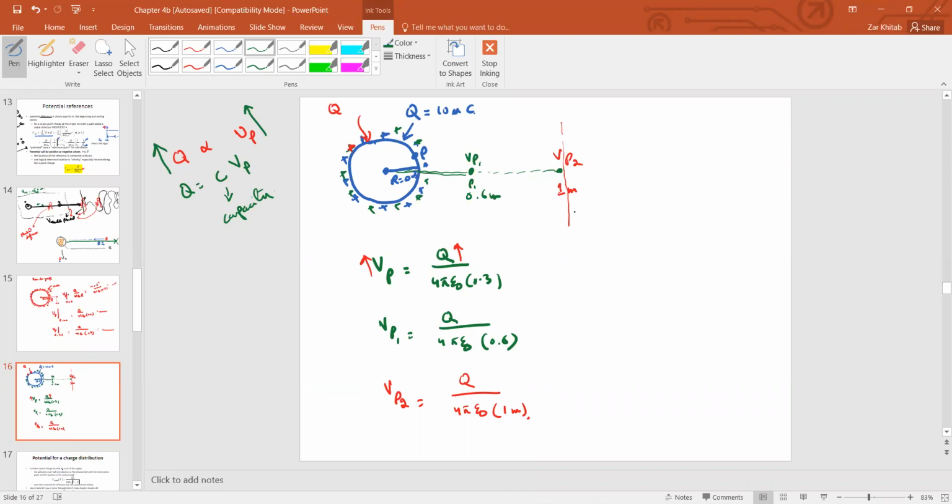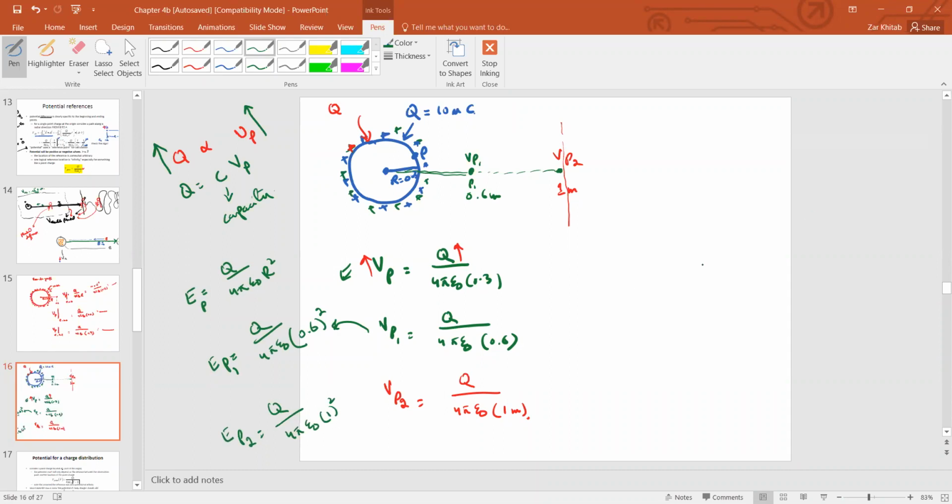Okay, now let's try to further work out this thing, especially the point which is at 1 meter. What will be the electric field? E, that is EP, will be equal to how much? Q over 4 pi epsilon naught R square, right? EP1 will be Q over 4 pi epsilon naught 0.6 square. This will be EP1. EP2 will be equal to Q over 4 pi epsilon naught 1 meter square.